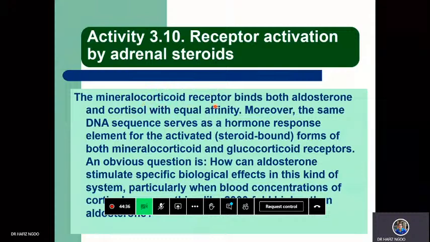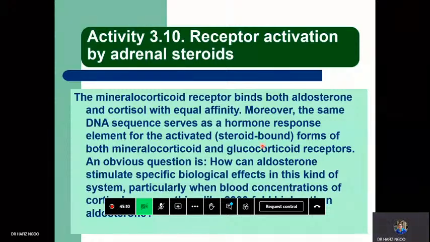We know that mineralocorticoid receptors bind to aldosterone and cortisol with equal affinity. Moreover, they have the same DNA sequence that also serves as a hormone response element. So the question is, how can aldosterone stimulate a specific biological effect, particularly since the blood concentration of cortisol is something like 1,000 or even 2,000 times higher?